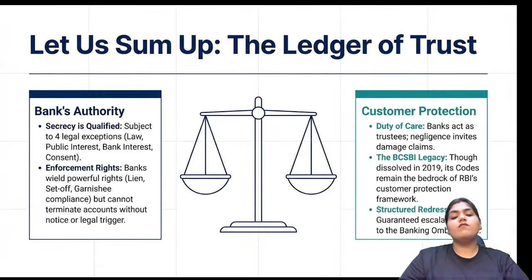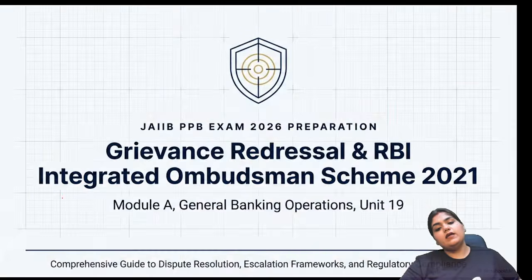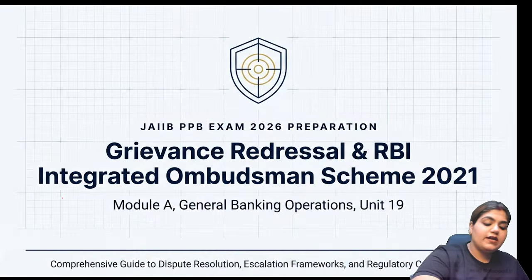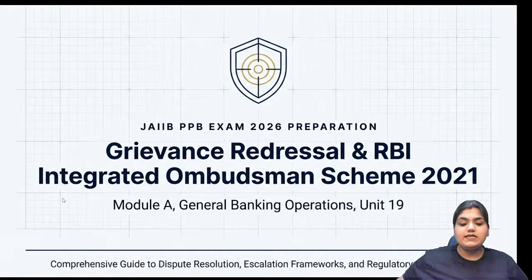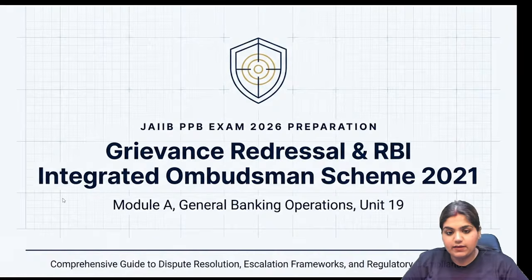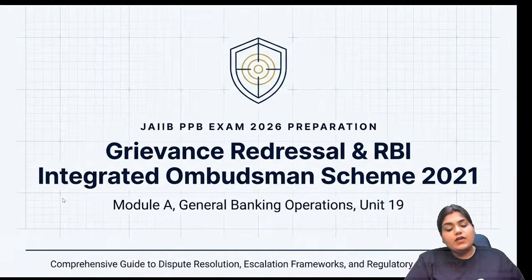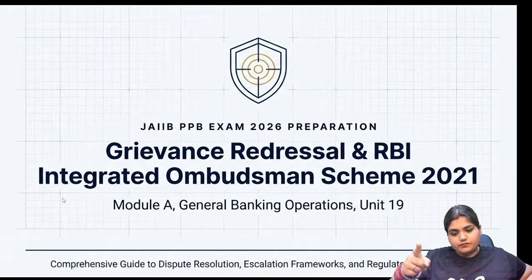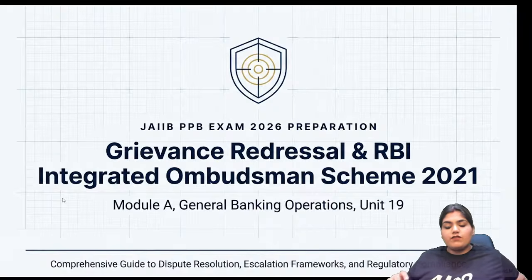This is the sum of unit 18. Now we have unit 19, the RBI Integrated Ombudsman Scheme. What is the ombudsman scheme? We used to have 3 ombudsmen.